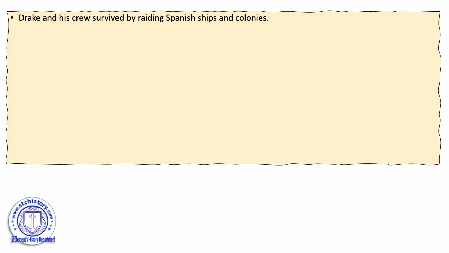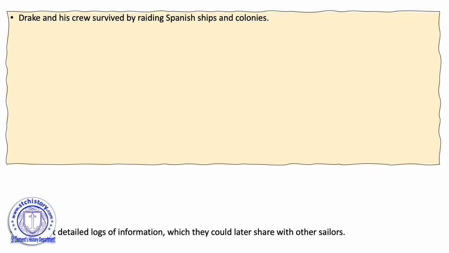So let's get some details about this journey, this expedition. Just copy them down into your book or into your notes, or wherever you're doing this now, with some detail. Extra detail is always good. We can use 2 or 3 of these things in a paragraph if necessary. So Drake and his crew survived by raiding Spanish ships and colonies. They're not just robbing money, they're robbing food and supplies, obviously.